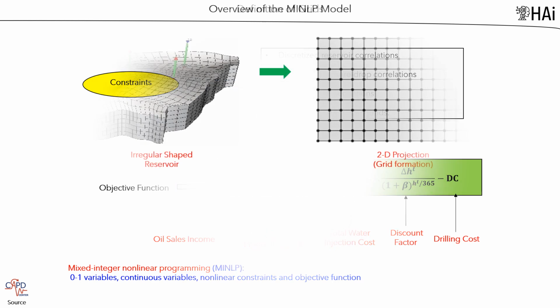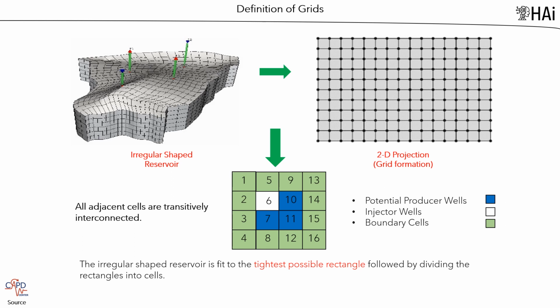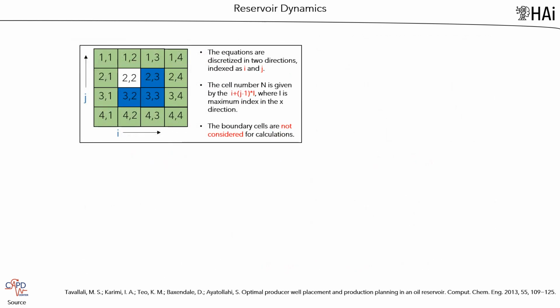It is assumed that a 3D simulation model of the oil reservoir is available, from which a 2D grid must be obtained, to summarize the behavior of the reservoir at surface level. The irregular-shaped reservoir is fit to the tightest possible rectangle, followed by dividing the rectangle into cells. All adjacent cells are transitively interconnected. The cells of the grid are classified into potential producer wells, injector wells, and boundary cells, in which wells are not considered possible. The reservoir dynamics is expressed based on the following rules.